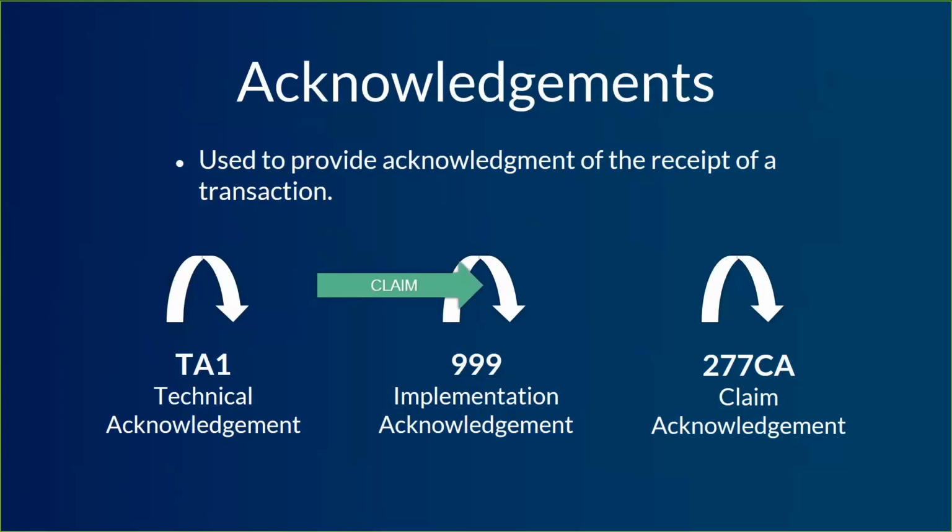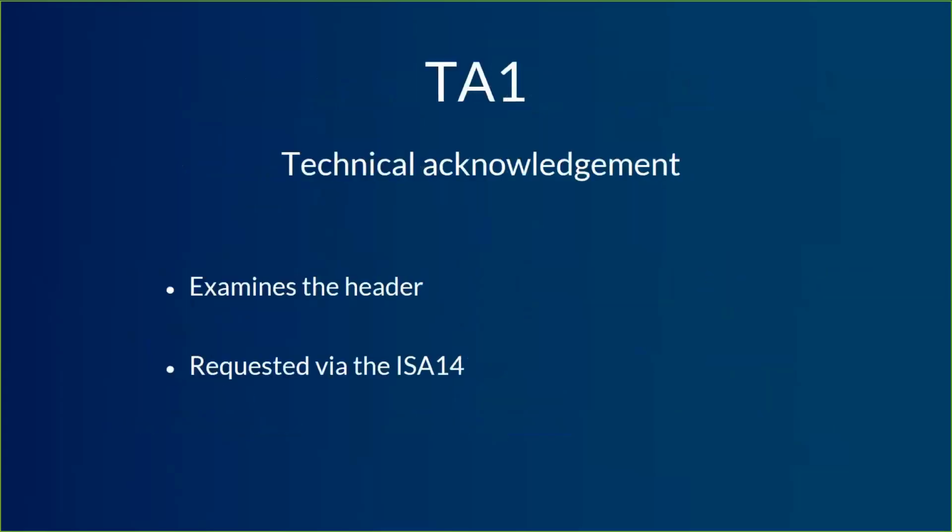Assuming your claim gets past this level as well and it doesn't get kicked out, then we move on to the 277CA. And this one is required, so you should at least be getting this one. This one is where you get claim level acknowledgement, and this is usually the one people look for for that reason. Now let's dig into that a little more.